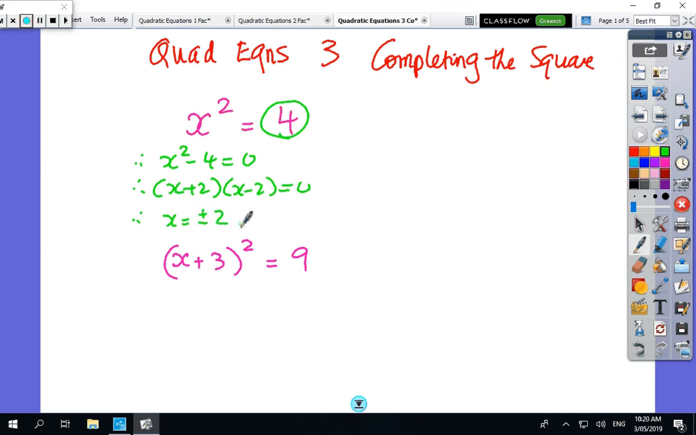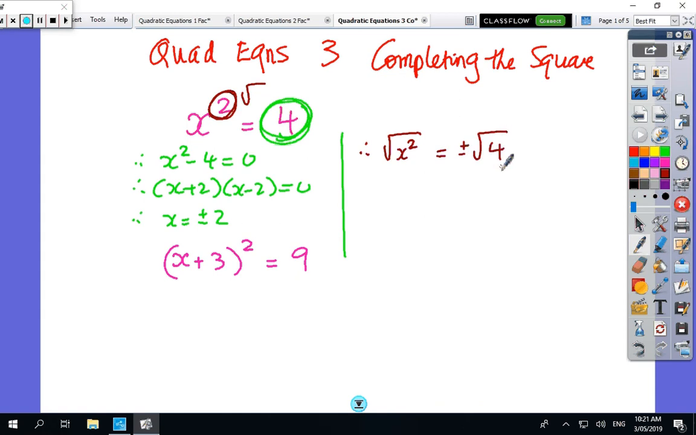Now what I want to show you is when you have a square there, you could do as your first step, to get rid of a square, you square root. So the square root of x squared equals plus or minus the square root of 4. Now we have to put the plus or minus because we could have two answers. One could be, for instance, minus 2 squared equals 4 or plus 2 squared equals 4. So we know the answers are plus or minus, and to get the two answers we put plus or minus.